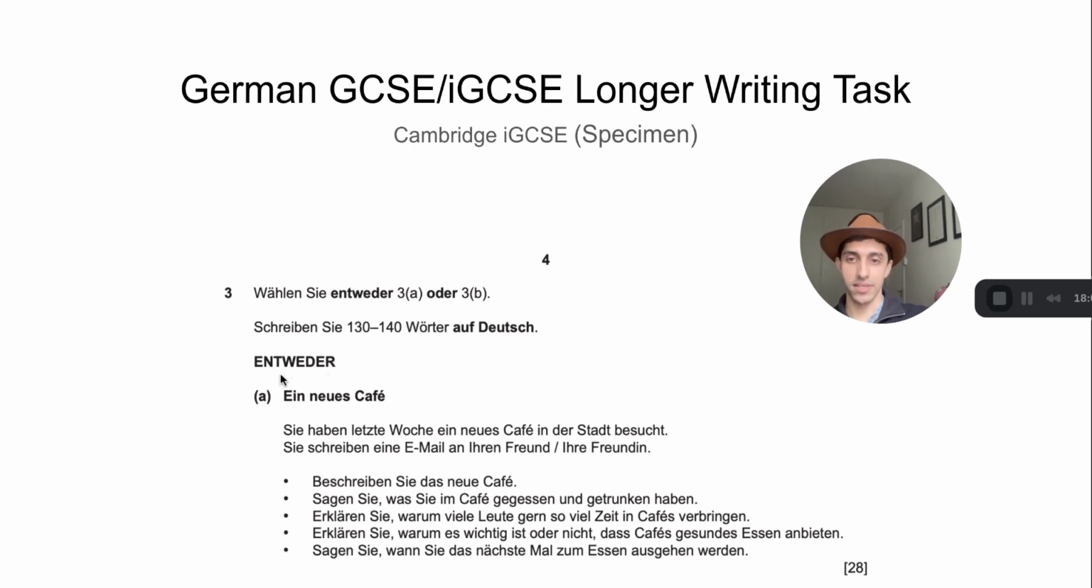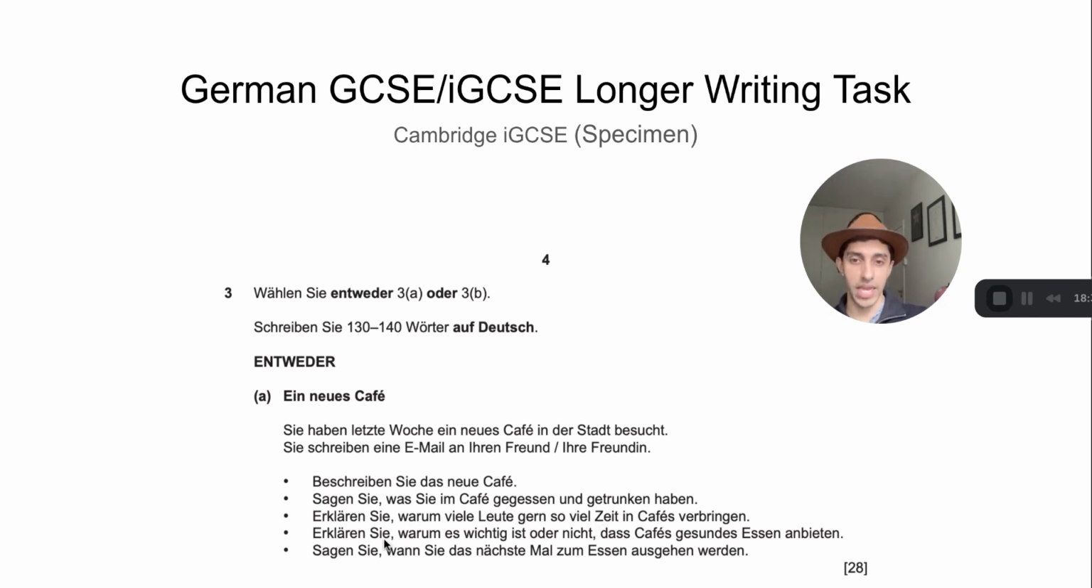So then the question says, either A, a new cafe. Last week, you visited a new cafe in the city. You're writing an email to your friend. And these are, of course, the 5 bullet points that you must include within your email, which are: 1, describe the new cafe. 2, say what you ate and drank in this cafe. 3, explain why many people enjoy spending so much time in cafes.